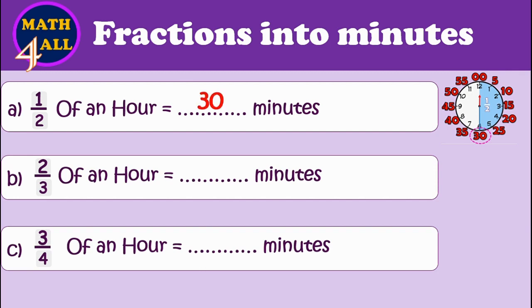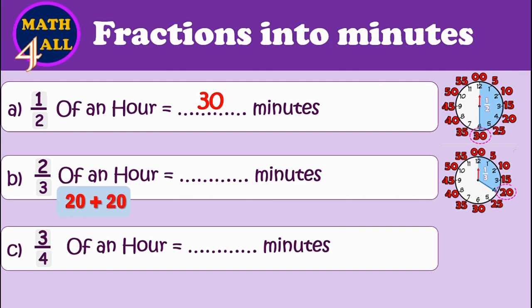Now, the next example B. 2/3 of an hour equals how many minutes? According to the clock face, 1/3 of an hour equals 20 minutes, so that 2/3 equals 20 plus 20 equals 40 minutes.